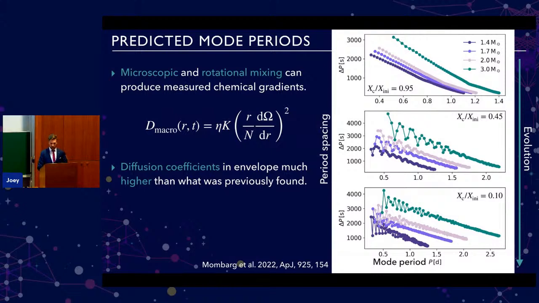What I'm showing you here are the predicted mode period spacing patterns using microscopic and rotational mixing combined. It still depends a bit on the value of this eta parameter, the free parameter. But for a certain range, we find that indeed we observe these trapped mode periods as a function of the evolution of the star. Like I said before, we also don't have the need anymore for such extremely low values of constant mixing in the radiative envelope.